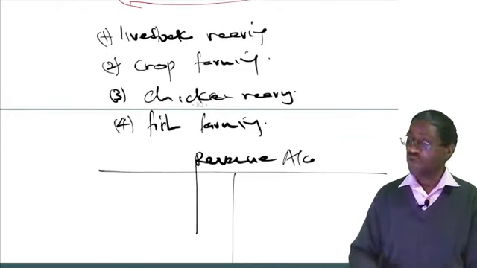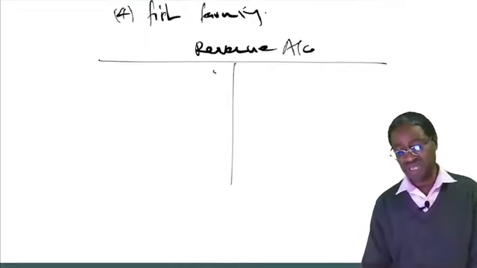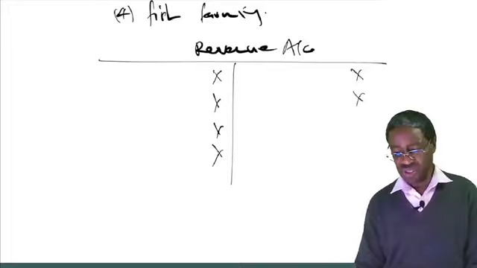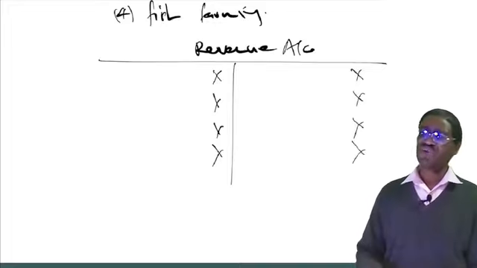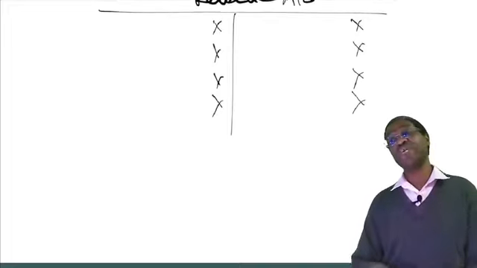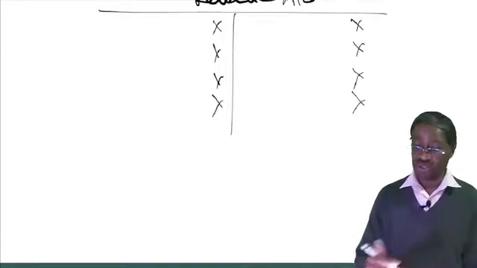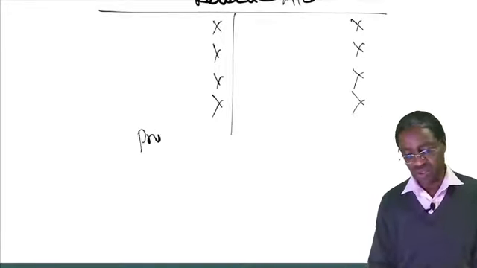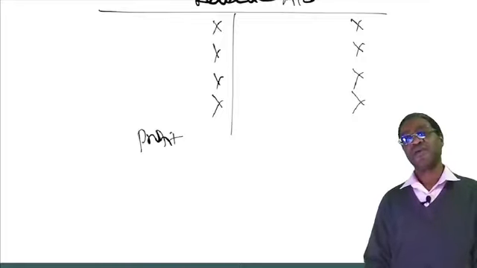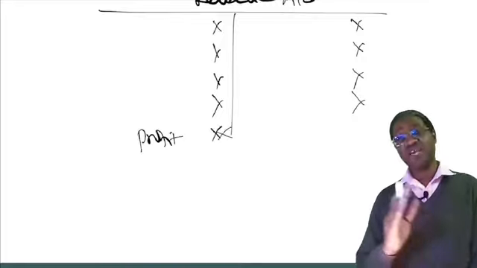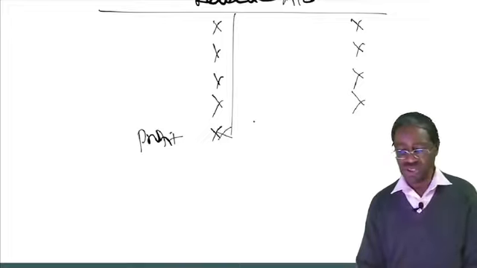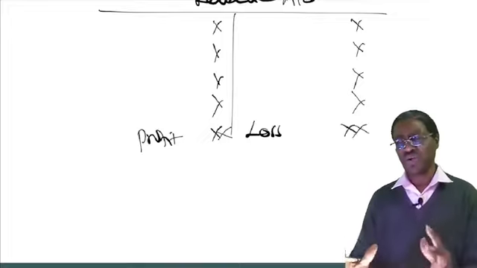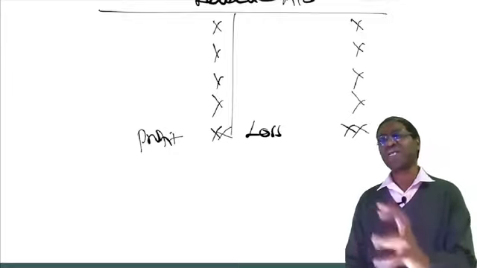Of course, you debit the expenditures, you credit the revenues, and the difference between the two will be either a profit or a loss. If the revenues on the credit are more than the expenditure, that is automatically a profit. If the expenditures are more than the revenues, then of course it is a loss. So in general, we are saying prepare a revenue account.